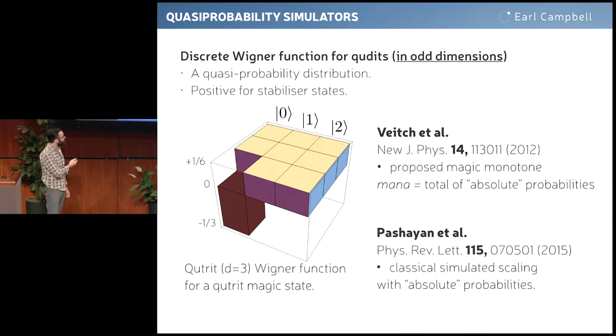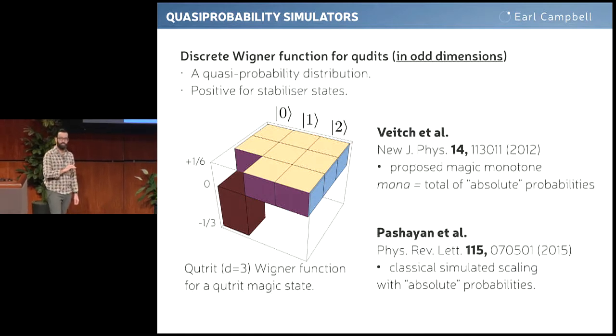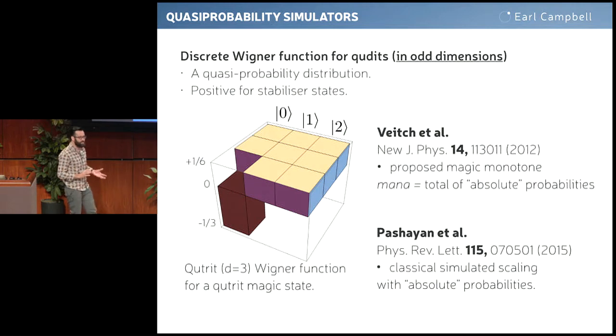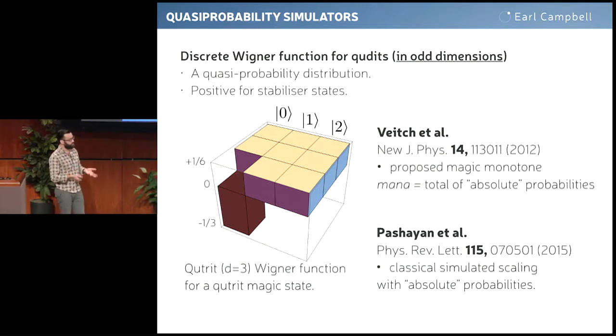And also, by Pashayan et al., if you perform a simulation algorithm, you'll find that you can simulate a circuit that has some number of these magic states with an overhead that scales with the amount of negativity in the quasi-probability distribution. So that's really interesting, but unfortunately, there are some mathematical curiosities, which means that it doesn't translate over nicely to the qubit setting. In the qubit setting, if you try to define a Wigner function that is positive for all stabilizer states, it simply doesn't work. There's always a stabilizer state such that the distribution looks negative.